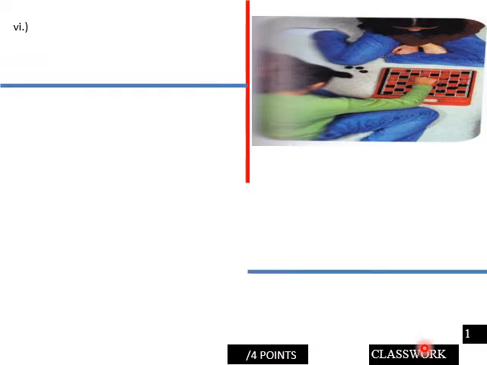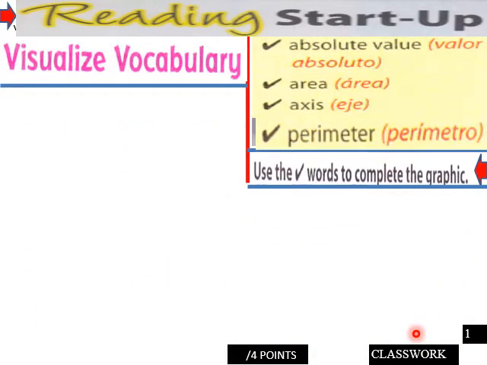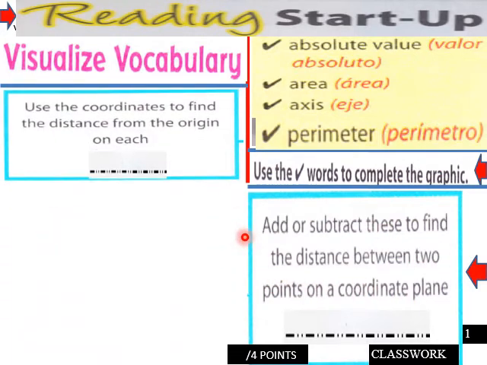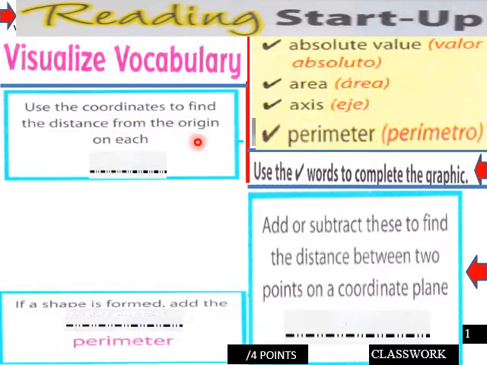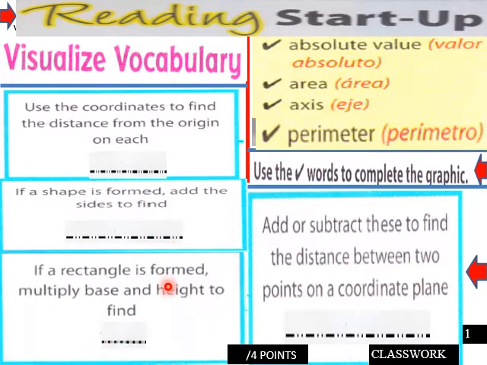Page 1, classwork, reading startup, visualizing vocabulary. Use the check words to complete the graphic. Here's our graphic. Add or subtract these to find the distance between 2 points on a coordinate plane. Use the coordinates to find the distance from the origin on each blank. If a shape is formed, add the sides to find blank. And then if a rectangle is formed, multiply base and height to find blank.